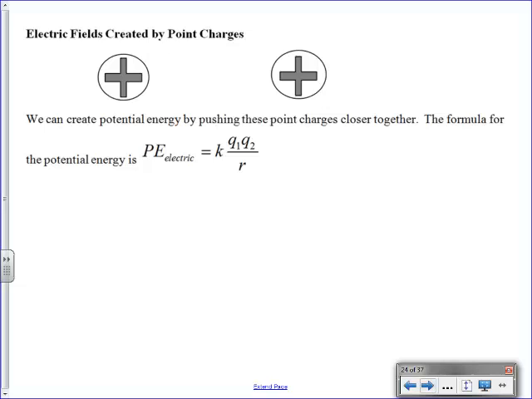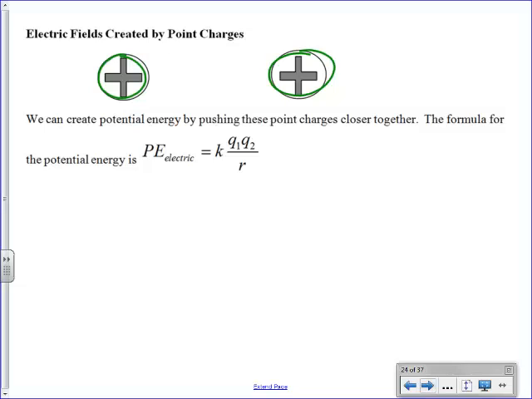Now, what about point charges? We've spent some time looking at uniform electric fields, but what about point charges? We can create potential energy with point charges. If you can imagine these two point charges and what would happen if you tried to push them closer together. We actually did this in the classroom with sticky tape, and we did it with the electrostatics stuff. You could feel those electrostatic forces.